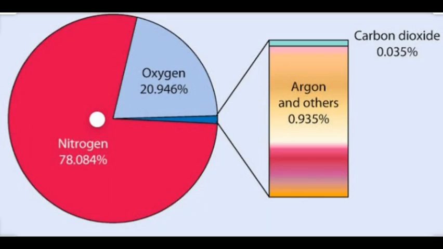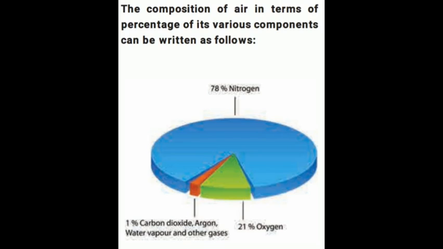The composition of air in terms of percentage of its various components can be written as follows. Nitrogen 78%, oxygen 21%, and 1% carbon dioxide, argon, water vapor and other gases.